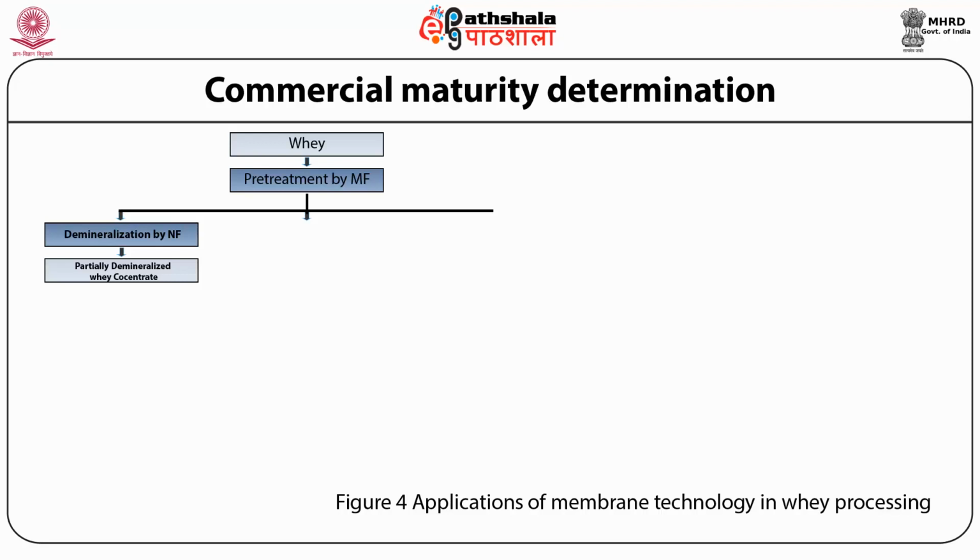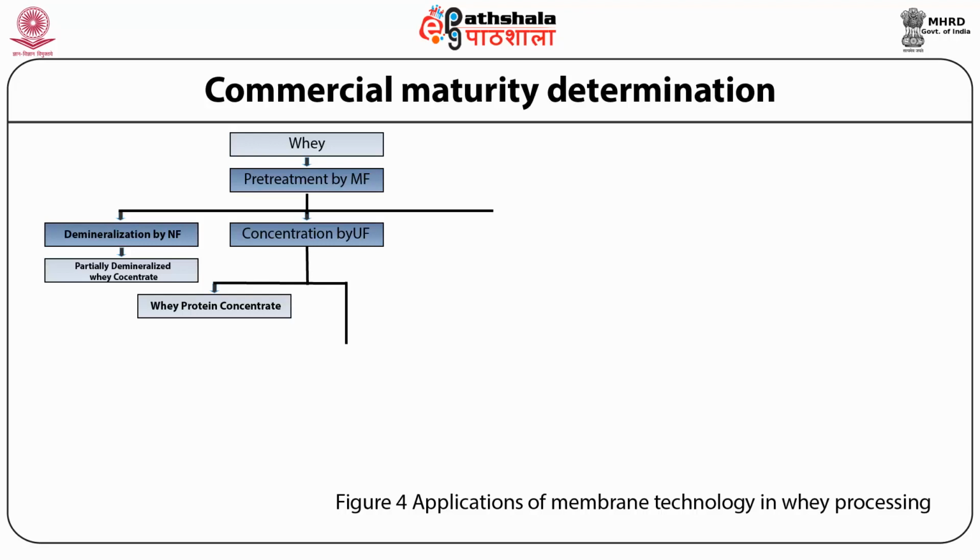In the second stage, if we are concentrating with ultrafiltration, then we can produce whey protein concentrate. If we use this UF permeate and demineralize it with nanofiltration, then the partially demineralized permeate will be concentrated in the RO, crystallized, followed by drying, and we will get good quality lactose. We also know how lactose is produced. So whey is a source of lactose production.